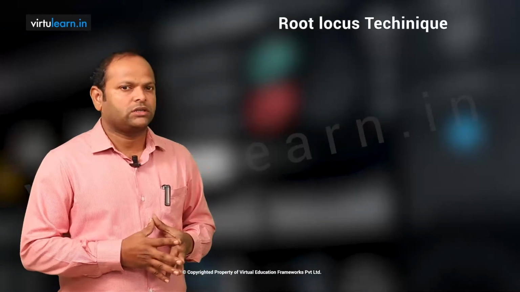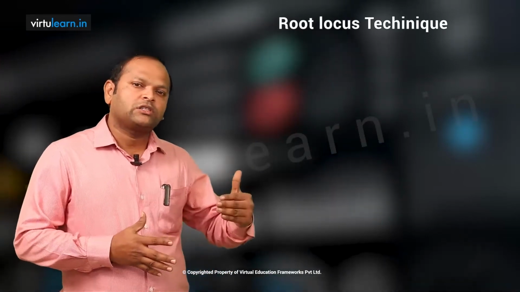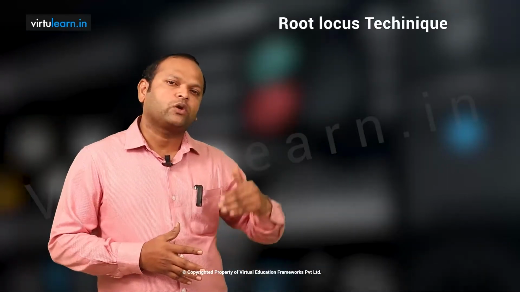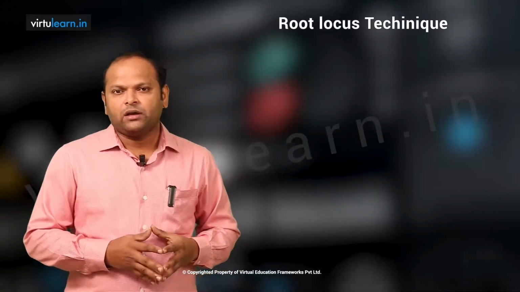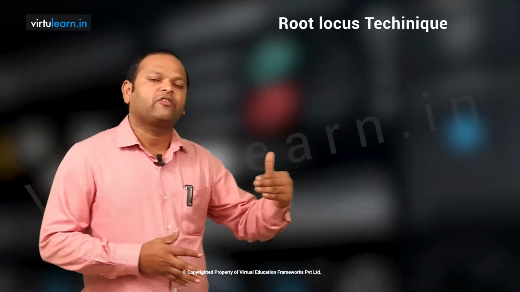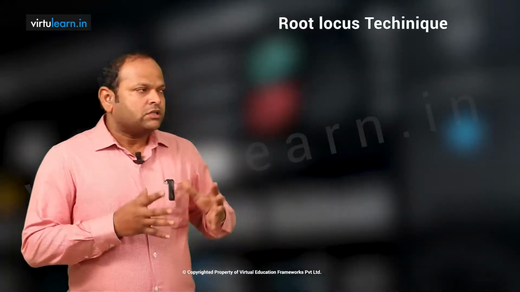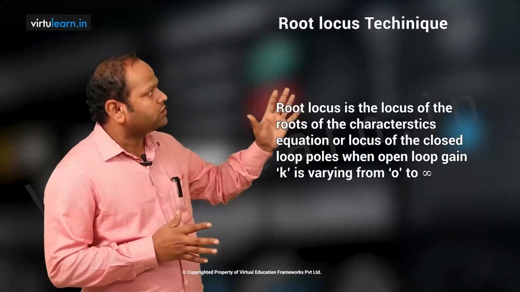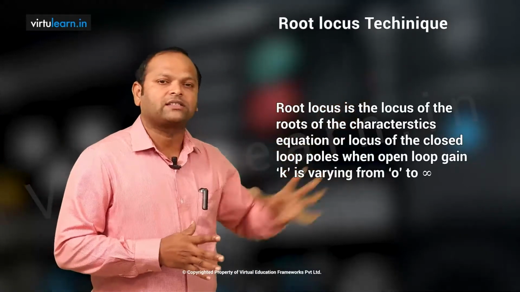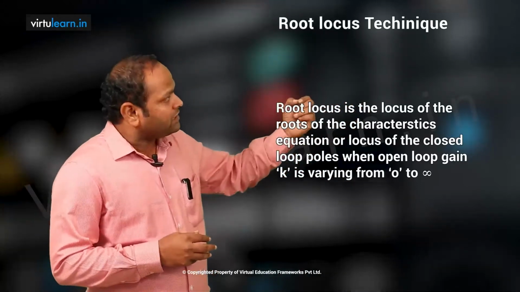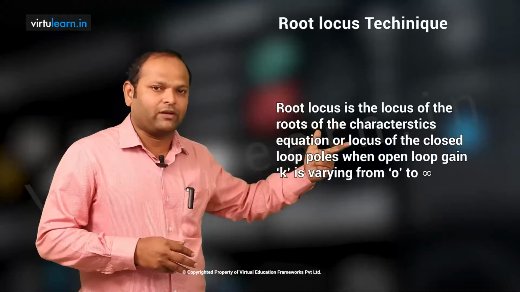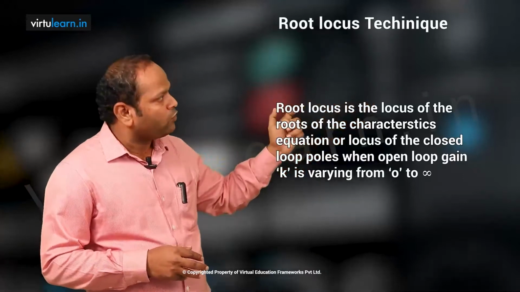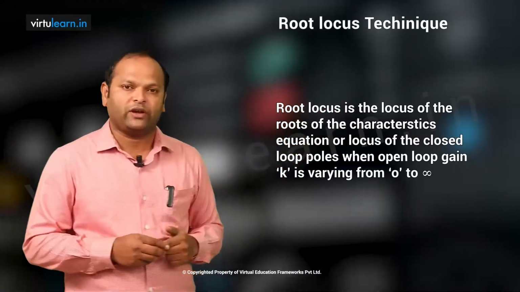What is this root-locus? Root-locus is the locus of the roots of the characteristic equation, or poles of the closed loop transfer function, when the open loop gain k is varying from 0 to infinity. That means you can look at the definition again. So, root locus is the locus of the roots of the characteristic equation. But how will we get the locus? Locus is a graphical method, okay, it is a graph. So, locus of the roots of the characteristic equation when open loop gain k is varying from 0 to infinity.